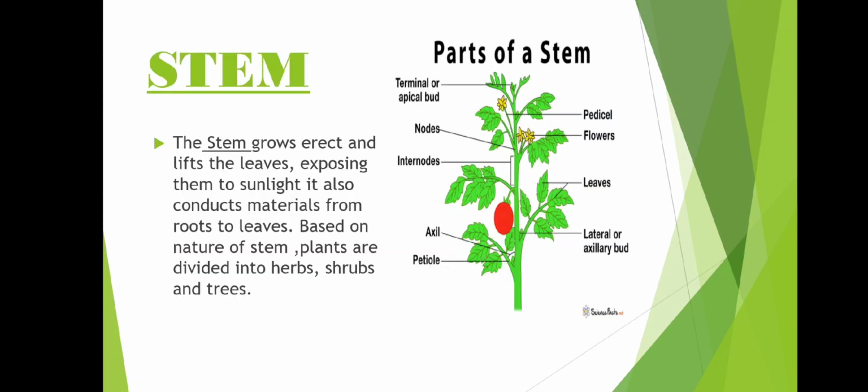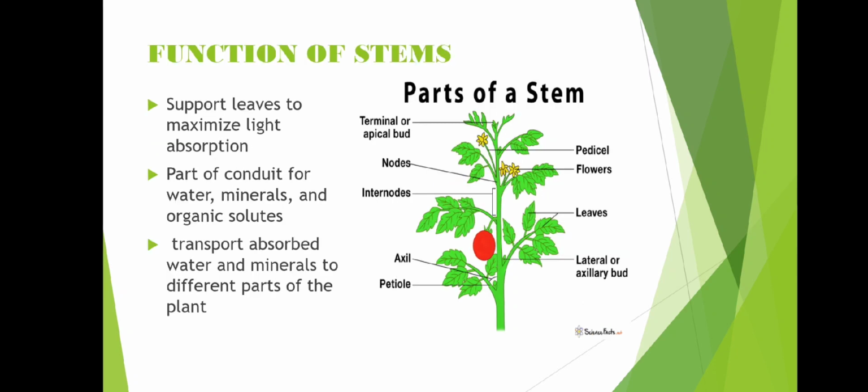Stem. The stem grows erect and lifts the leaves, exposing them to sunlight. It also conducts materials from roots to leaves. Based on nature of stem, plants are divided into herbs, shrubs, and trees. We have functions of stems. It supports leaves to maximize light absorption and is part of the conduit for water, minerals and organic solutes. And it transports absorbed water and minerals to different parts of the plant.